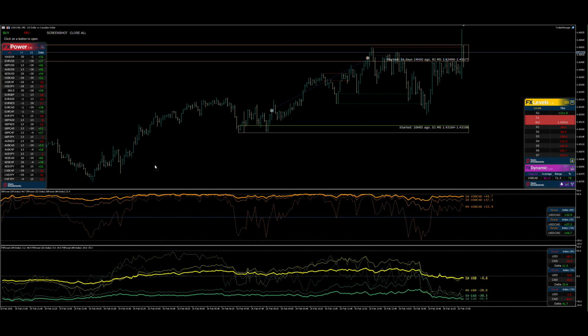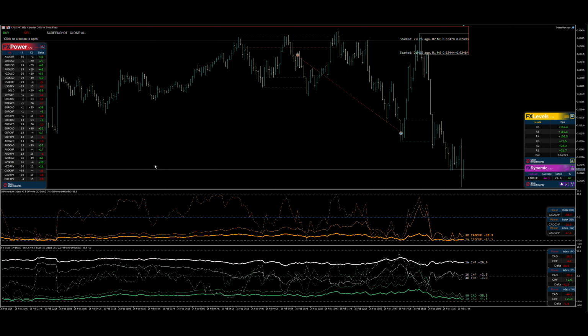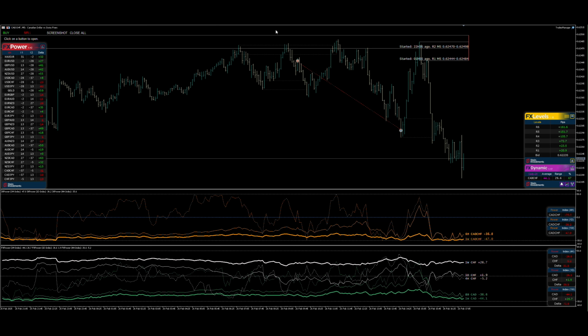Next one is the Canadian dollar against the Swiss franc. Once more, I placed my stop loss here above this resistance zone, and you can see it was touched twice, held perfectly, and our profit target has been reached already here.